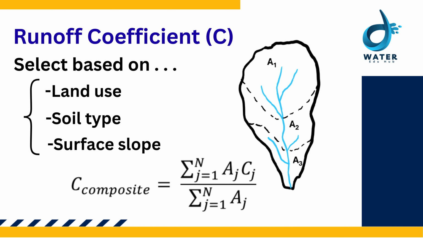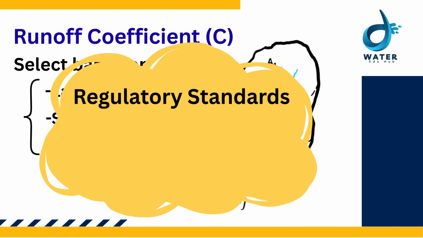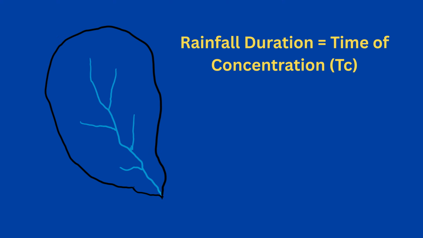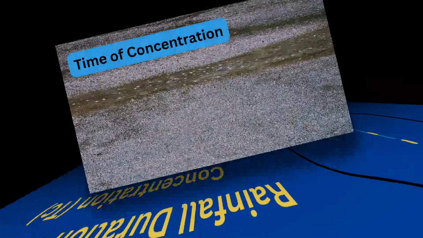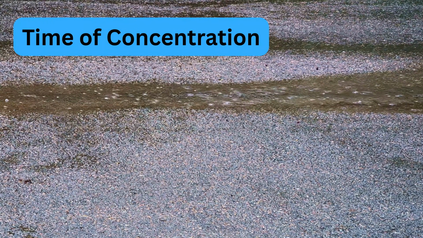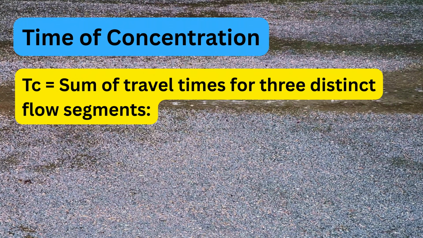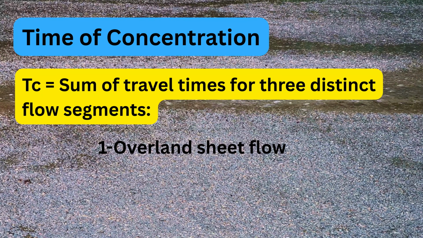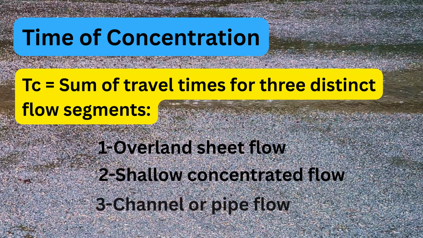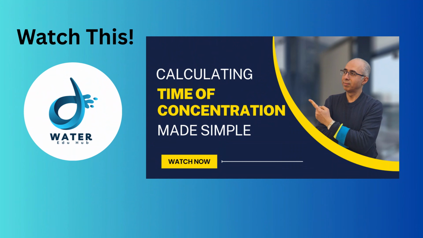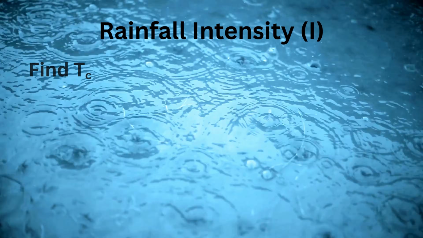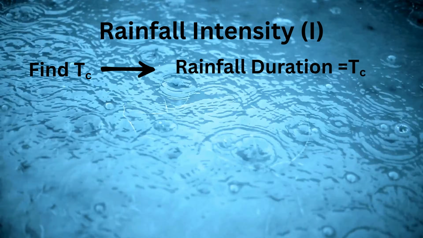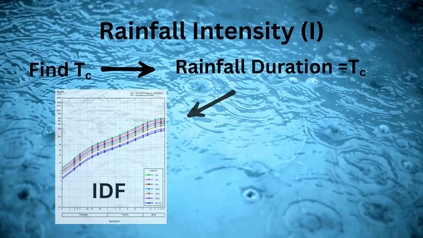Modern regulatory standards often require adjusting the runoff coefficient based on the storm frequency. The duration of designed rainfall in this approach equals the time of concentration. In modern practice, Tc is computed as the sum of travel times for three distinct flow segments: overland sheet flow, shallow concentrated flow, and channel or pipe flow. If you'd like to know more about the time of concentration and different methods for estimating it, please watch our video on this topic. Once the total Tc is established, the corresponding rainfall intensity I is retrieved from intensity duration frequency or IDF curves.